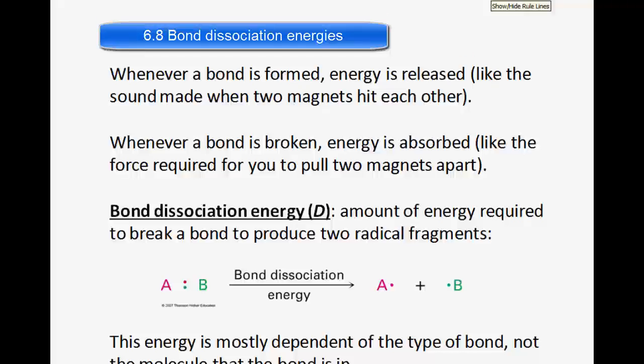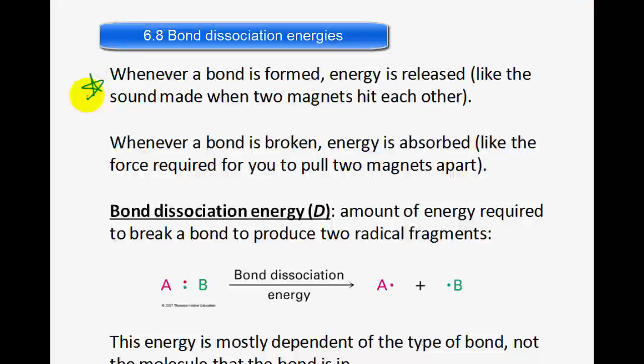Let's look at bond dissociation energies. This is what determines enthalpy. Like we said, the strength of bonds that had been formed or broken. So bond dissociation energy is one way that that can be measured, that can be counted up. So here's an important key.